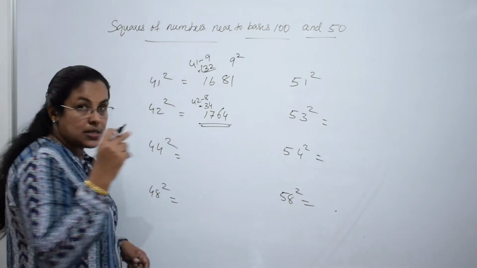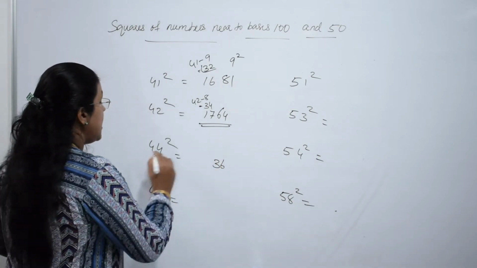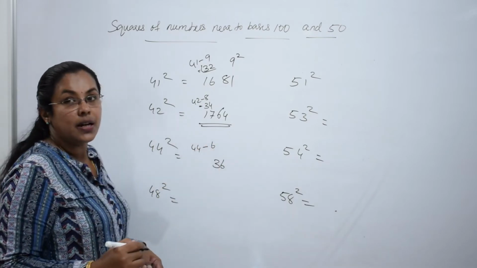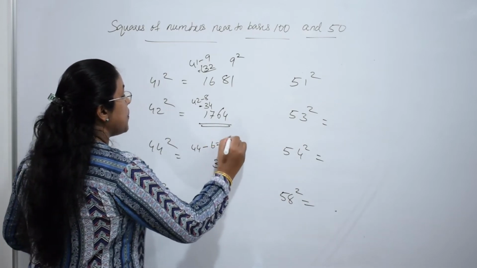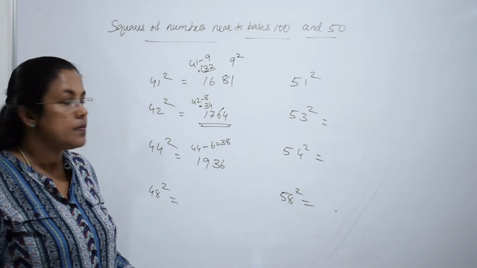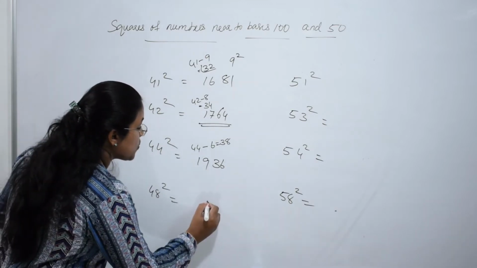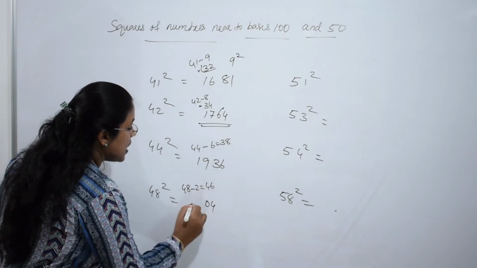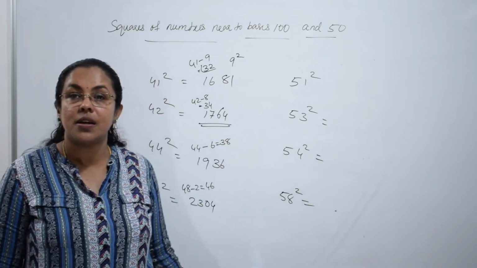44 square. 6 less than 50. 6 6s are 36. That part is unaffected. For the left side, 44 minus 6. What is that? 38. 38 upon 2. 19 twos are 38. 48 square. 48 is 2 less than 50. So 2 square is 4. Now 48 minus 2, that is 46. Half of 46 is 23. So the final answer is 2304.